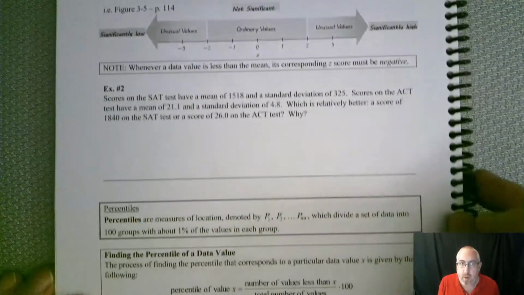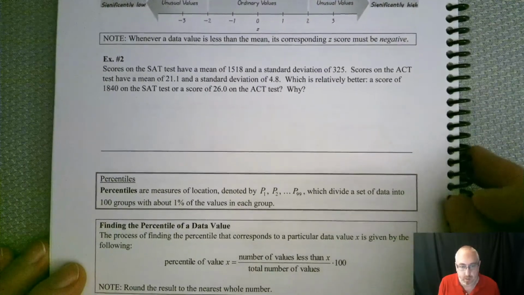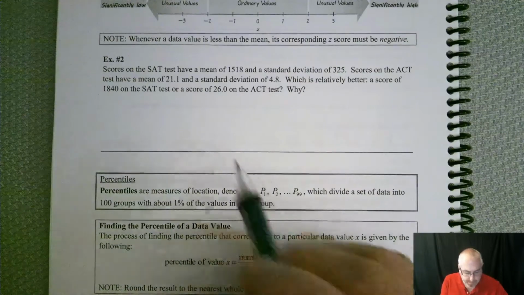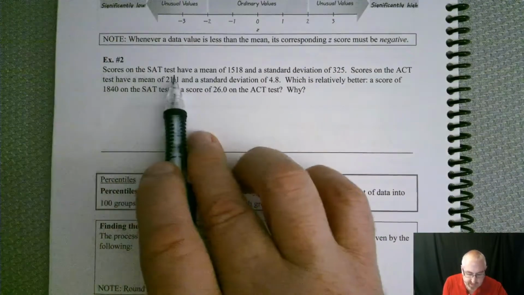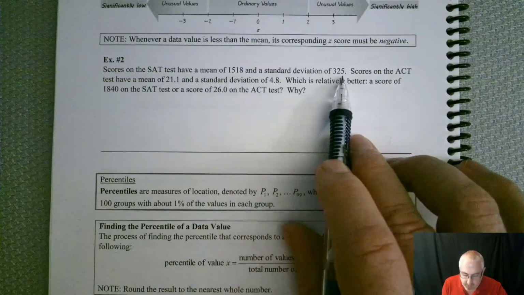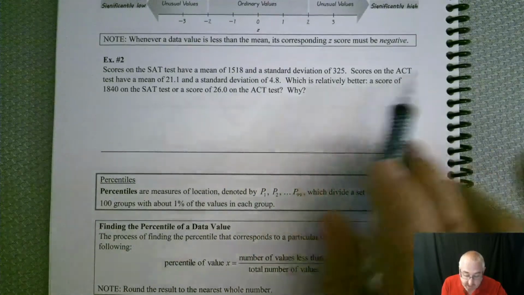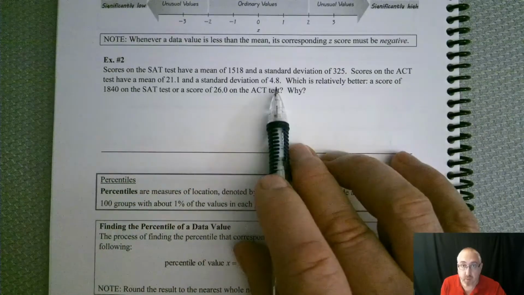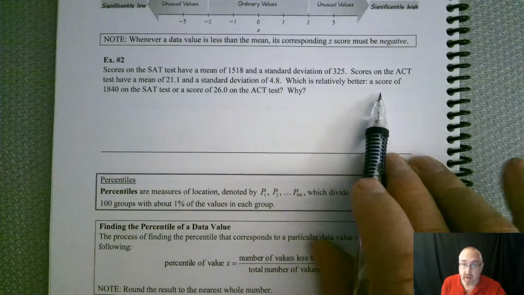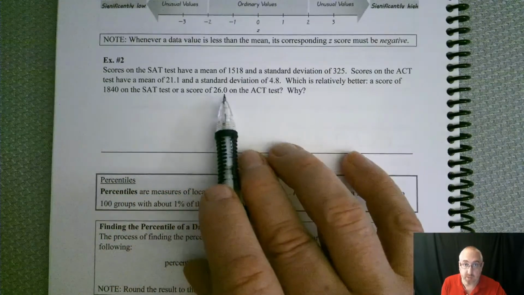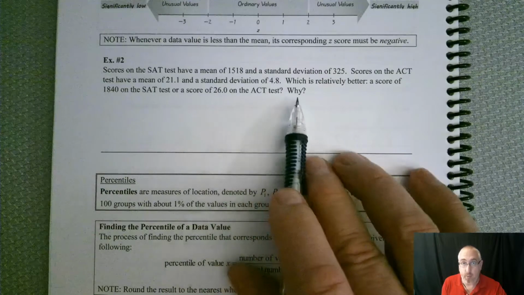All right, let's try one more example that encompasses this, and then we'll pause and jump into a new video. Example 2 says scores on the SAT test have a mean of 1518 and a standard deviation of 325. Scores on the ACT test have a mean of 21.1 and a standard deviation of 4.8. Which is relatively better, a score of 1840 on the SAT test or a score of 26.0 on the ACT test, and why?